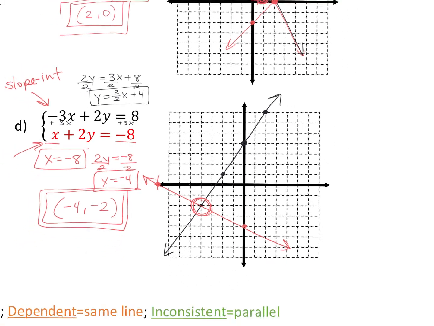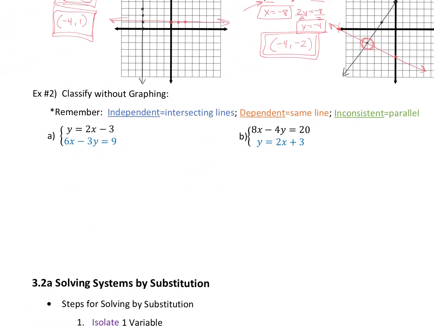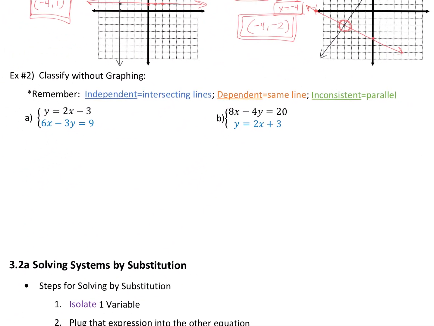Okay, last thing for this lesson. We are going to do a little bit of classifying, but without graphing this time. So when you classify without graphing, I gave you your little cheat sheet right there. Independent means they're intersecting lines. Dependent means they're the same line. Inconsistent means they're parallel lines, right? So that's those pictures that we talked about at the beginning of the lesson.